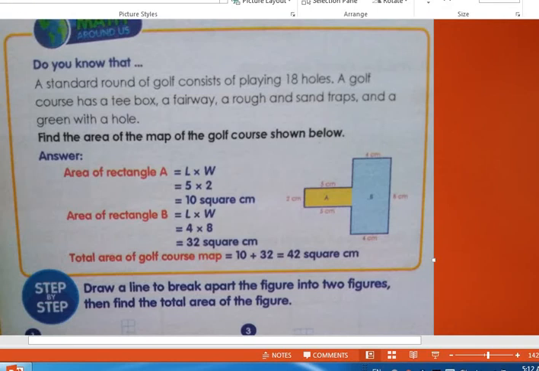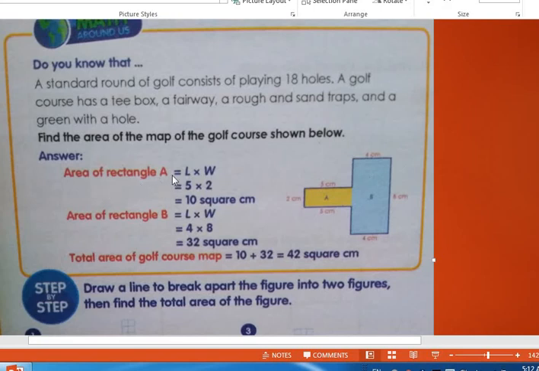You can partition the shape into rectangles, find the area of each one, and then add them to find the total area of the shape. Let's see how we can do it in this example. It's very easy, my dear students. Here I have: find the area of the map of the golf course shown below.